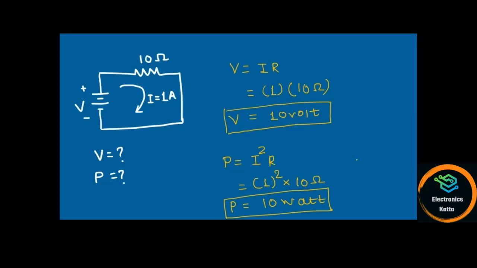So using Ohm's law, we can find the voltage, power, current and resistance in any electrical circuit if we know any two of the parameters. I hope you understood what Ohm's law is in the electrical circuit, and how you can use it to find the four different parameters in the electrical circuit.